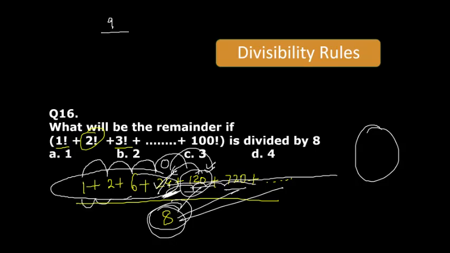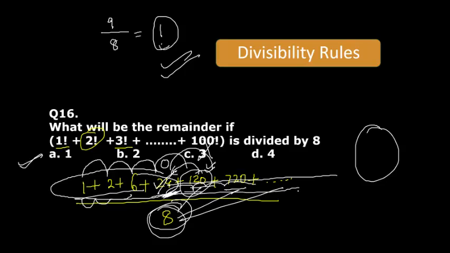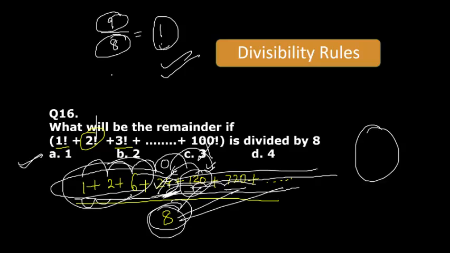So just add the first 3 numbers. The first 3 numbers would be 9. 9 by 8 will give you 1. Sorry, so the answer is 1, not 3. Final correct answer is 1 only. Those who got 1, they are correct. Okay. So just add the first 3 numbers because the rest are all divisible by 8. That will give you 0 remainder. So just add the first three numbers which come to 9, and 9 by 8 will give you remainder as 1.